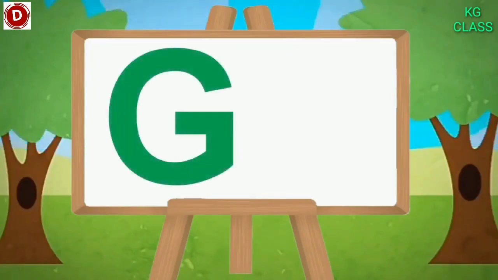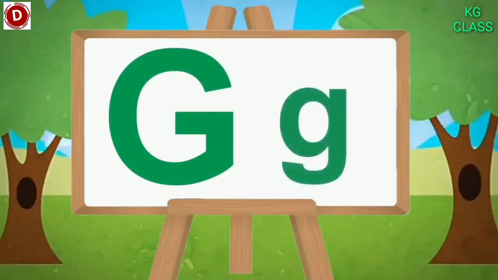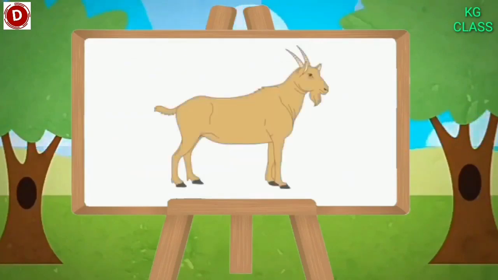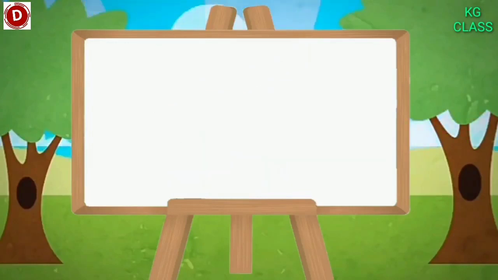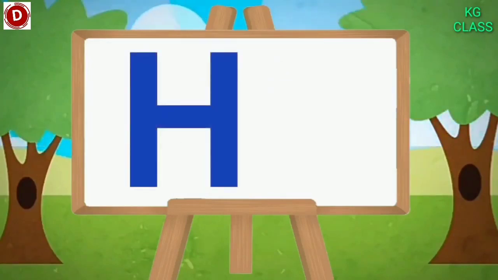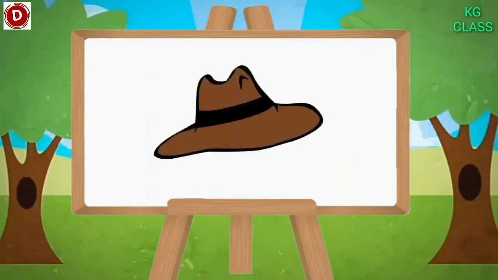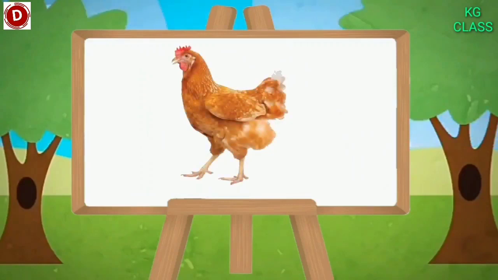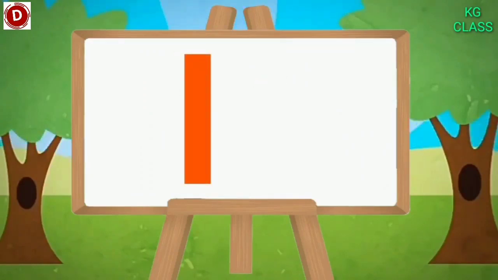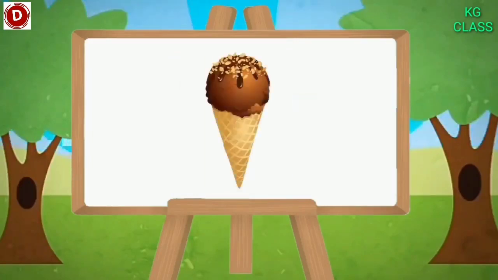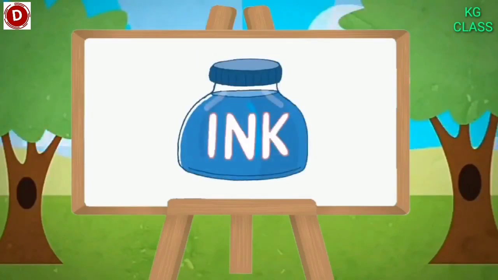This is G, capital G and small g. G for grapes and G for goat. Here comes H, capital H and small h. H for hat, H for hen. This is capital I and small i. I for ice cream and I for ink pot.